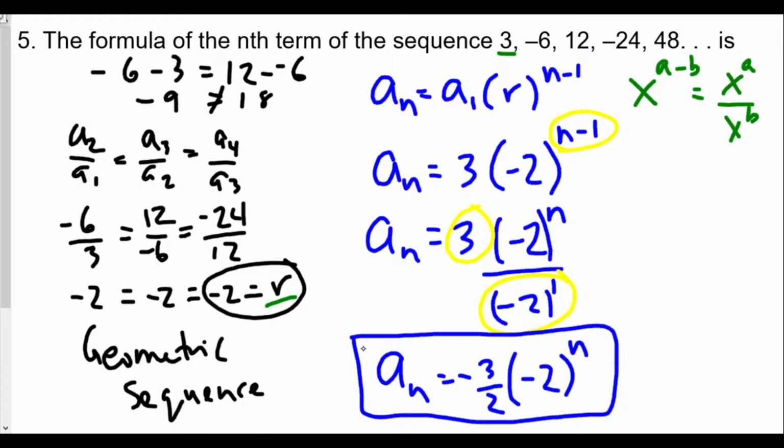So on your quiz, you're going to have to do the same thing. I don't want the exponent to be n minus 1. All right? I want it to be some base raised to the nth power. And you have to figure out a way to reconcile this, okay? Which really is going to be dividing your A1 term by the base. So that's really what this ends up becoming.